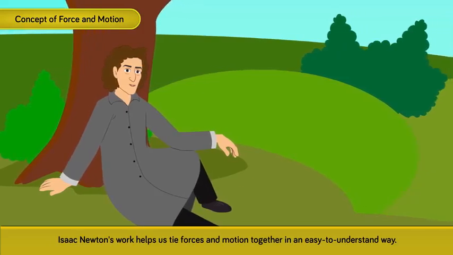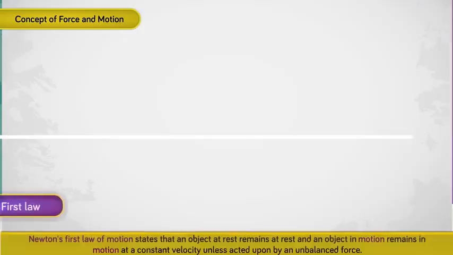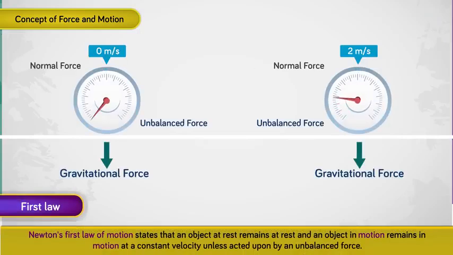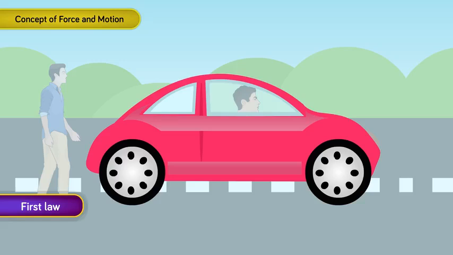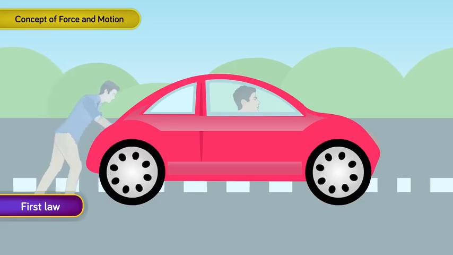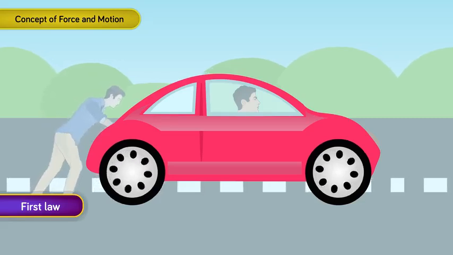Let's recollect Newton's laws of motion. First law. Newton's first law of motion states that every object maintains its state of rest or of uniform motion unless acted upon by an external unbalanced force. For example, in the picture, the car will remain at rest when we are not using it, but it starts to move when it is given a force.